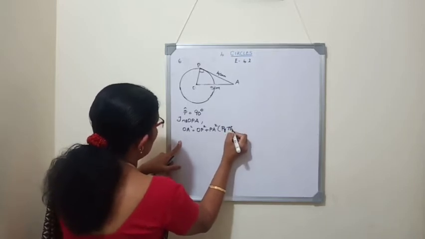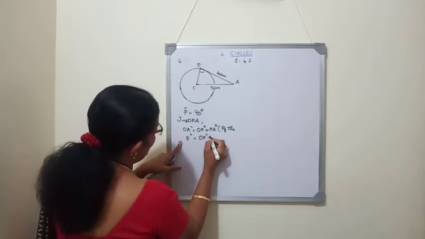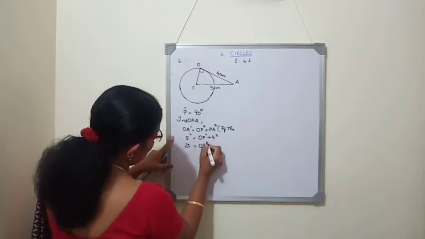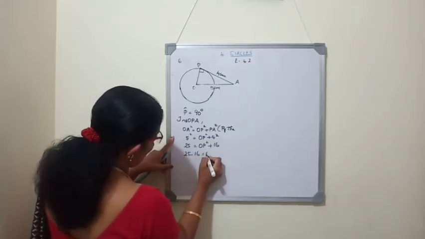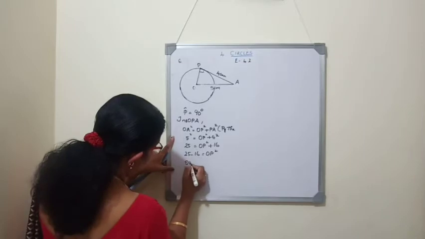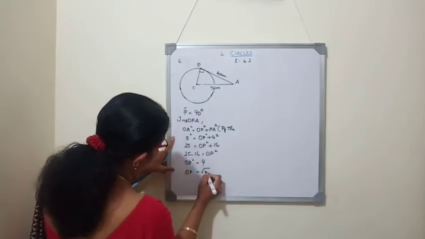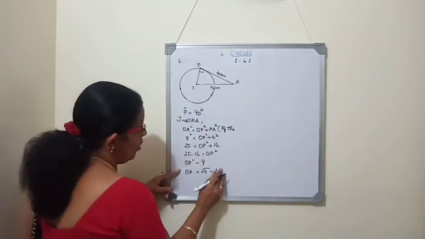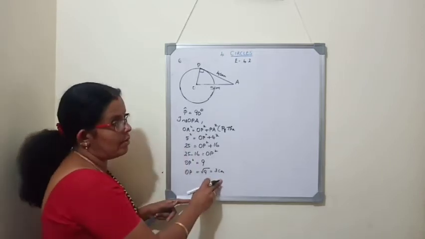By Pythagoras theorem, 5 square is equal to OP square plus 4 square. 25 is equal to OP square plus 16. 25 minus 16 is equal to OP square. OP square equals 9. OP equals square root of 9, 3 cm. These type of questions are very important for 1 mark. So the radius of the circle is 3 cm.